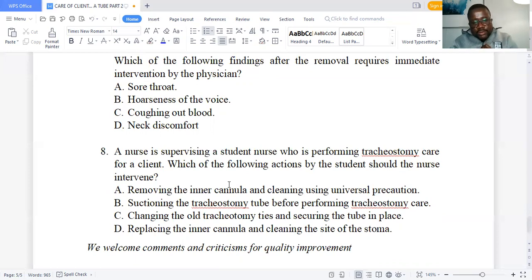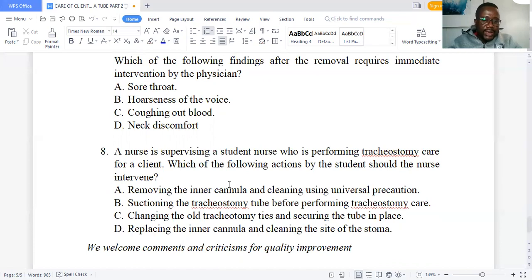Question interpretation. Which of the following actions by the student should the nurse intervene? Meaning the answer options, 3 or more of the options are okay, but you have to intervene on something that the nurse is doing, which is not correct. The wrong option here is the answer, is what the question is asking you to choose.